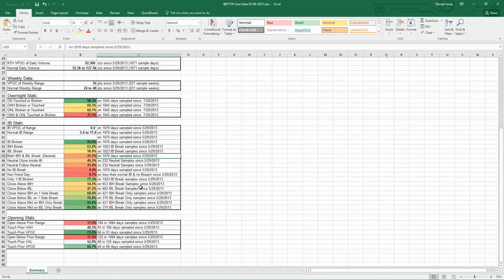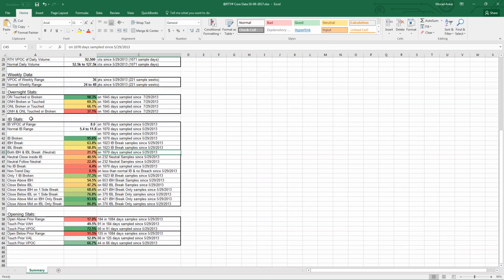Okay, next we look at IB stats. IB, the initial balance, is the first hour's high and low. Why do we use the first hour's high? It comes from Peter Steidlmayer, and it comes from his trading in the pit. He used four trading brackets, which were 15-minute brackets.